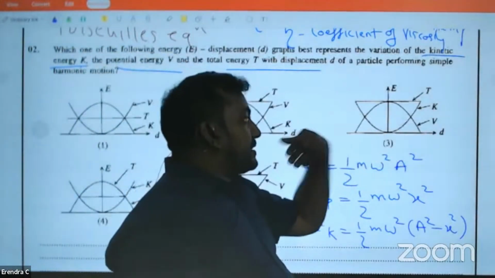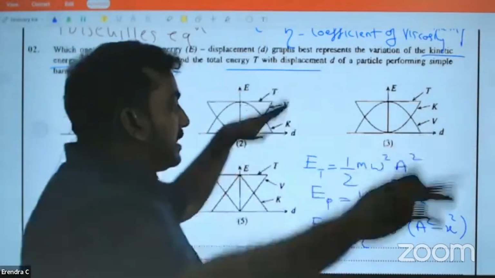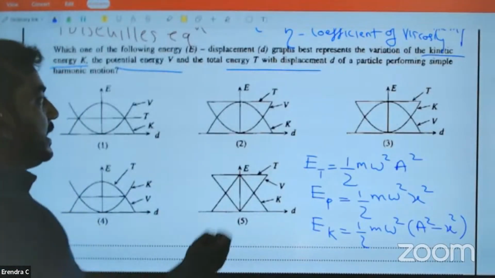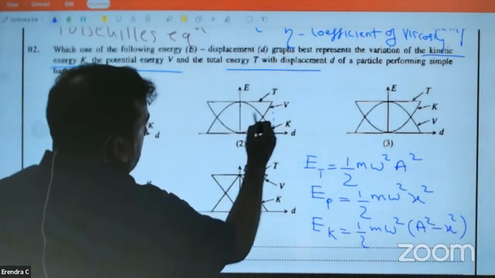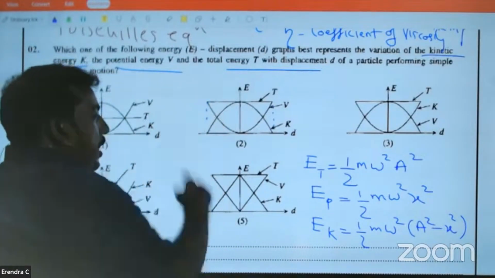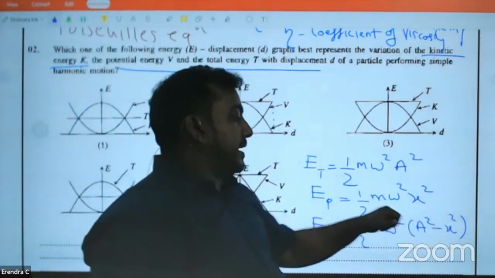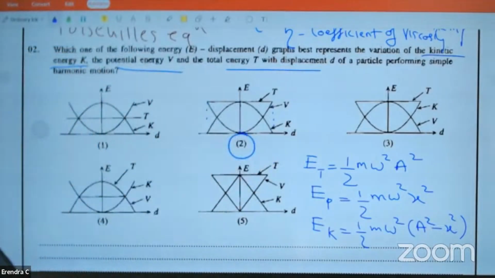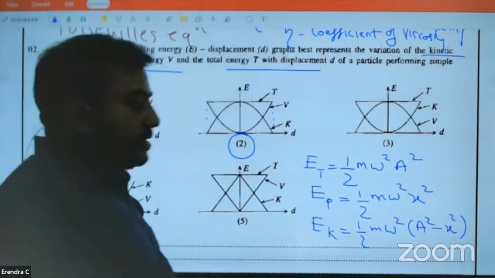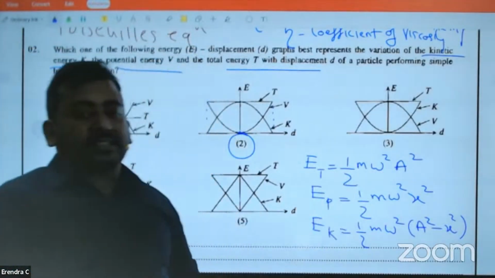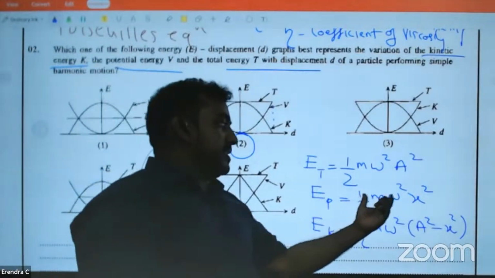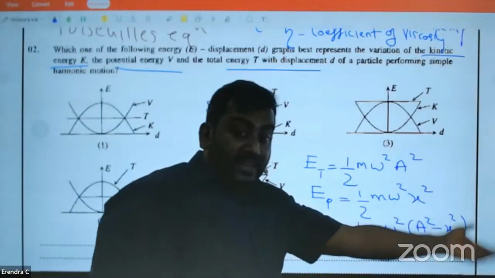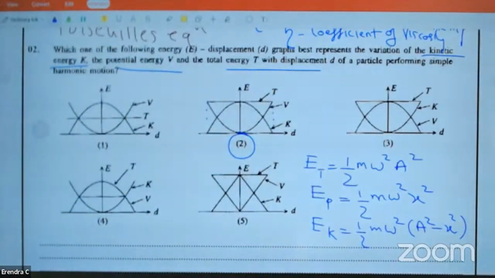Potential energy is maximum at the extreme points. When x is maximum, potential is maximum. So you can easily see x is maximum, potential is maximum here. Also, maximum kinetic energy occurs when x is equal to 0. So the correct answer is answer number 2. The total energy is half m omega squared a squared, potential energy is half m omega squared x squared, and kinetic energy is half m omega squared, a squared minus x squared. From there, you can easily find your answer.